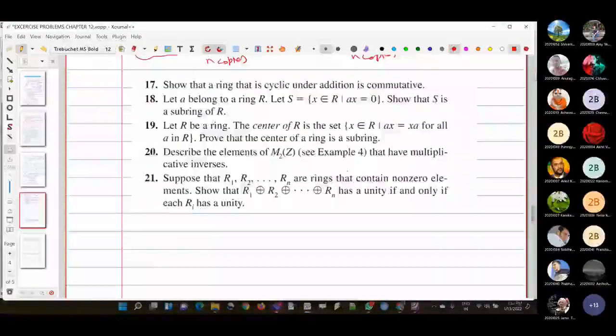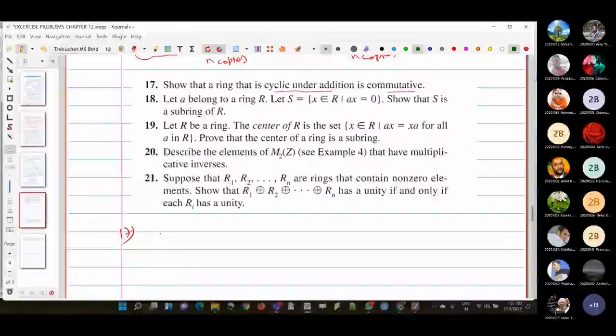Question number 17. Show that a ring that is cyclic under addition is commutative. So if the ring is cyclic under addition, then it becomes commutative. Interesting, in the sense that the property of additivity is deciding the property of multiplicative commutativity. This is an interesting result. So 17.